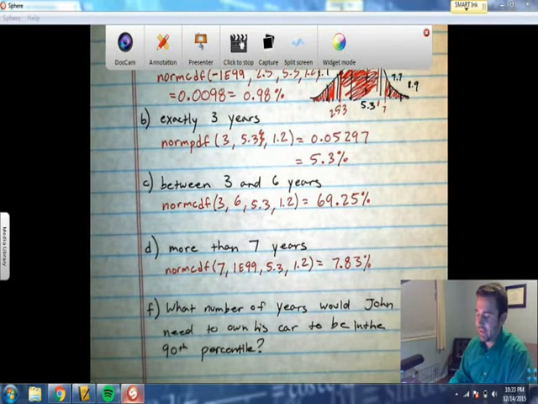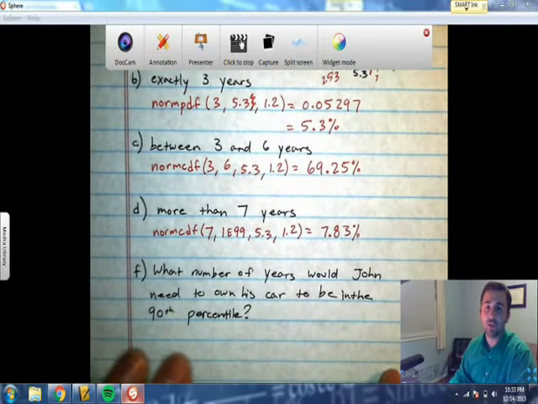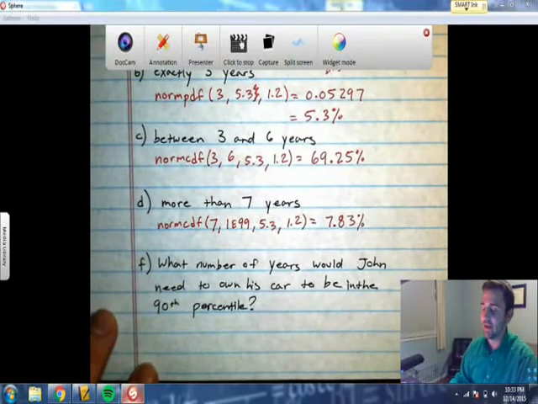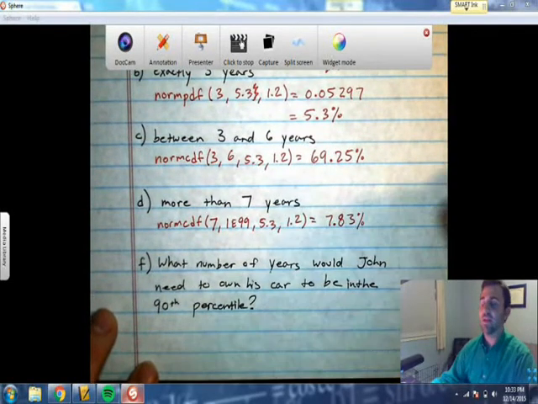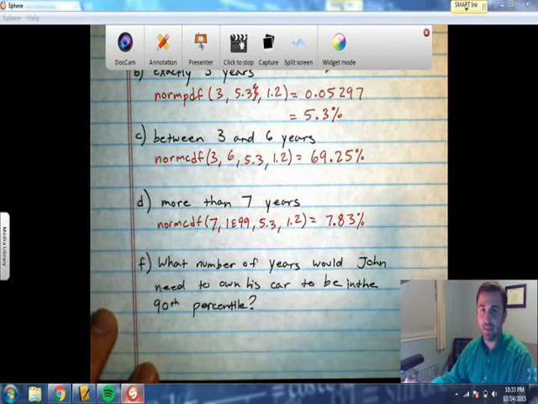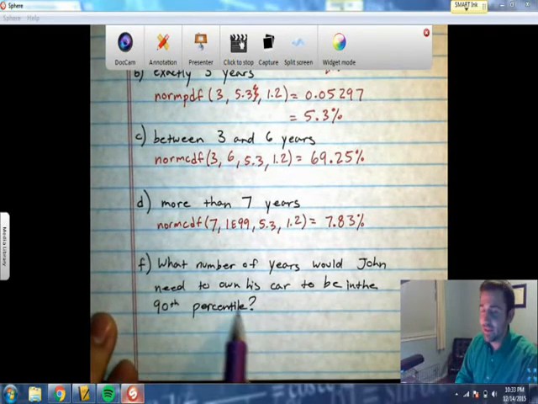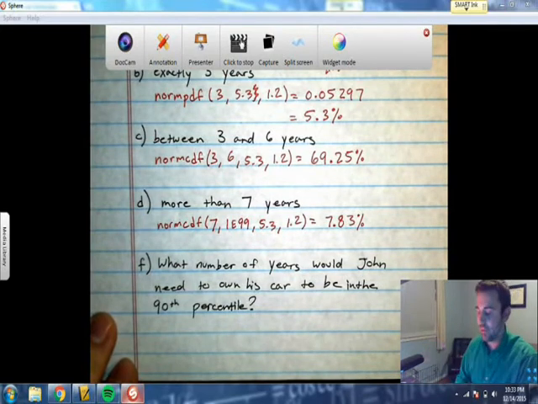So the last example we're going to look at is what number of years would John need to own his car to be in the 90th percentile. What percentiles tell us is that 90% of the population is below your score. So you're looking at the top 10%. So that 90th percentile represents the bottom probability.